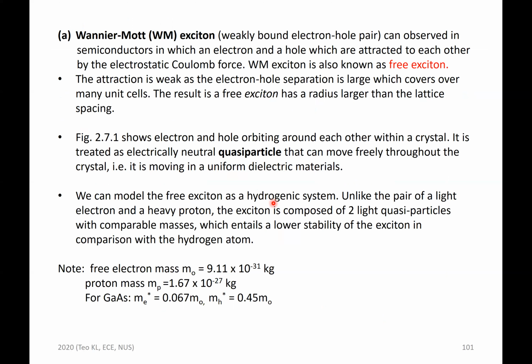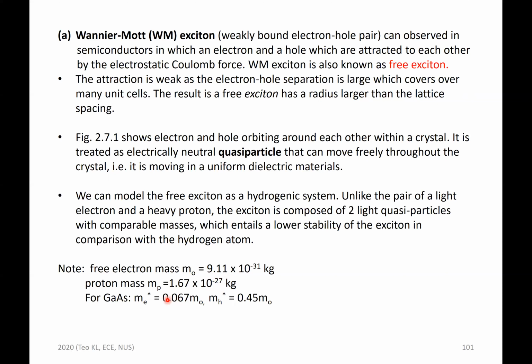For hydrogen, you have a light electron and a heavy proton. For semiconductors, the exciton basically has comparable masses. For example, in gallium arsenide, the electron effective mass is about 0.06 m naught and the hole effective mass is about 0.45. Compared to the hydrogen atom, the free electron mass is 9.11 times 10 to the power minus 31 kilogram, while the proton mass is very large, about 10 to the minus 27 kilogram. But for gallium arsenide, the electron effective mass and hole mass are a fraction of the free electron mass.